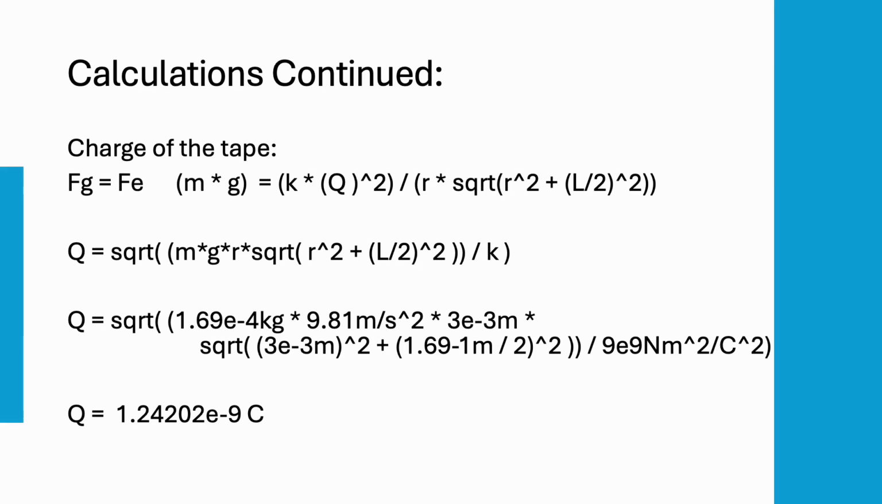I did some more calculations to determine the net charge of tape B using net force equations and the modified electric force equation. Setting them equal to each other and solving for Q, I got a total charge of 1.242 times 10 to the negative 9th coulombs.